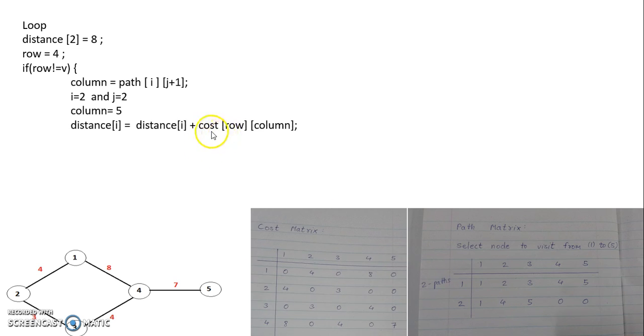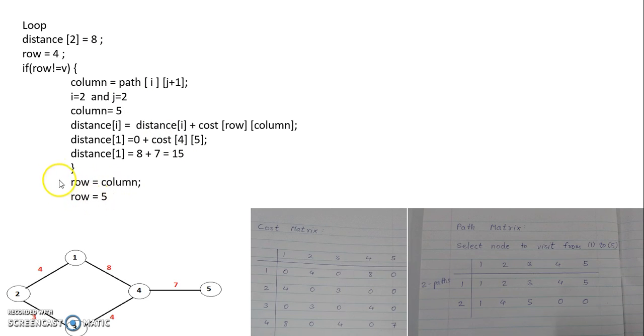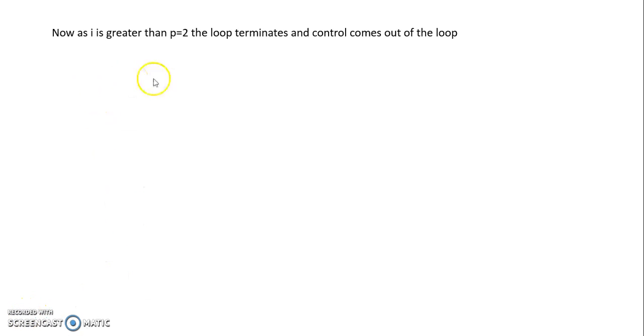Now the distance is the cost of distance I plus cost of row and column. So we have to look for cost of 4 and 5. 4 and 5 is 7. So add 7 to the previous value of distance, which is 8. We get 15. Now we assign the value of column to row, which is 5. And in the next iteration, it will leave the if statement and come out of the loop. Now as I is greater than p equal to 2, loop terminates and control comes out of the loop.